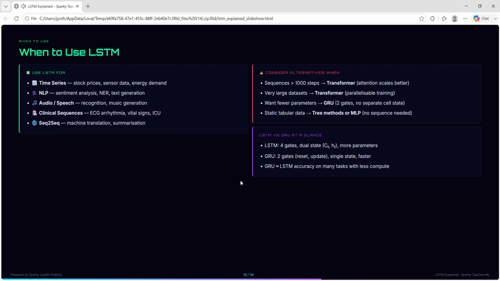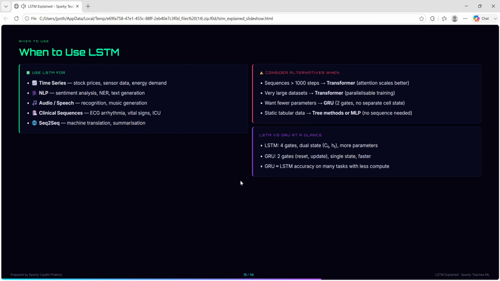When should you use LSTM? Use LSTM for time series forecasting where long historical patterns matter, stock prices, sensor data, energy demand. Use it for natural language processing tasks like sentiment analysis, named entity recognition, and text generation. Use it for audio and speech, speech recognition, music generation, speaker identification. Use it for clinical sequences, ECG arrhythmia detection like my own portfolio project, patient vital sign monitoring, and ICU event prediction. Use it for sequence-to-sequence tasks like machine translation.